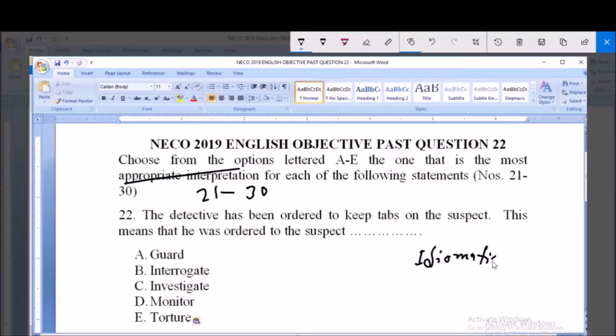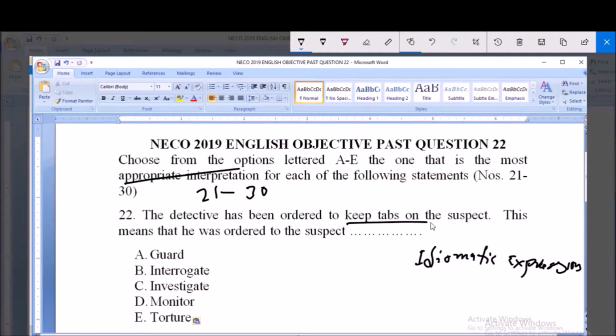So the topic is from idiomatic expressions. And the sentence says the detective has been ordered to keep tabs on the suspect. This means that he was ordered to the suspect dash. The detective has been ordered to keep tabs on the suspect.